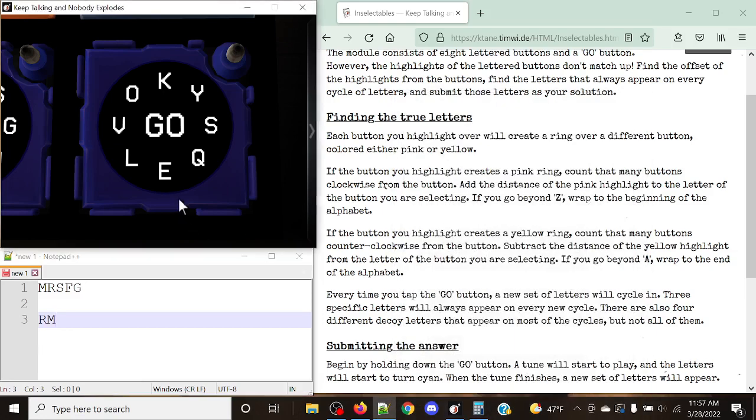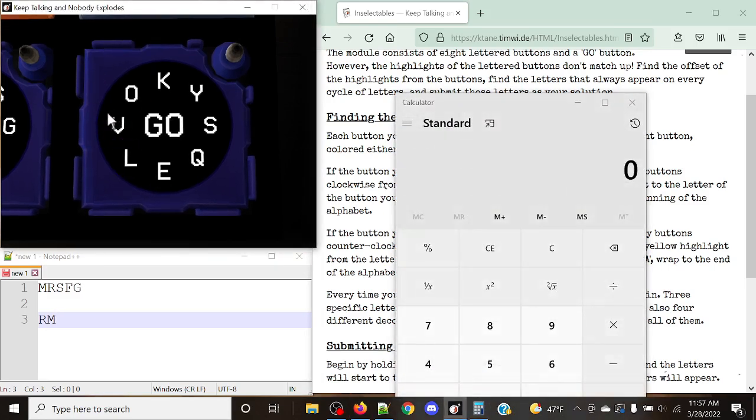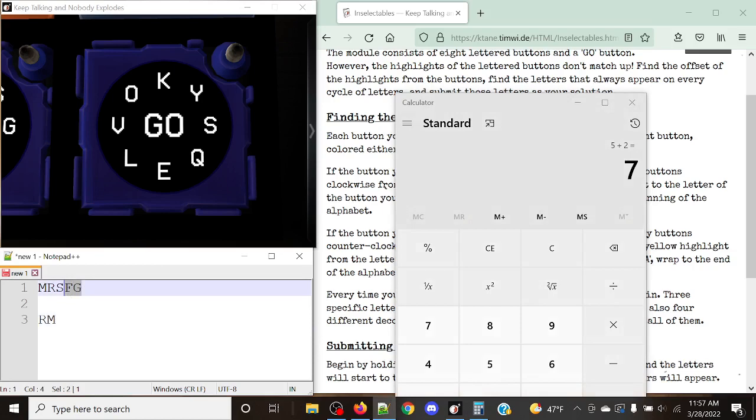Perfect. Echo is going to be taking a look at 2 spaces clockwise. So it's going to be a pink ring, so we're going to be adding the distance from this guy. So it's going to be a 5 plus a 2, which is a 7. Golf is number 7, so that means that this was present in the previous sequence. This is another option we're going to be considering right here.